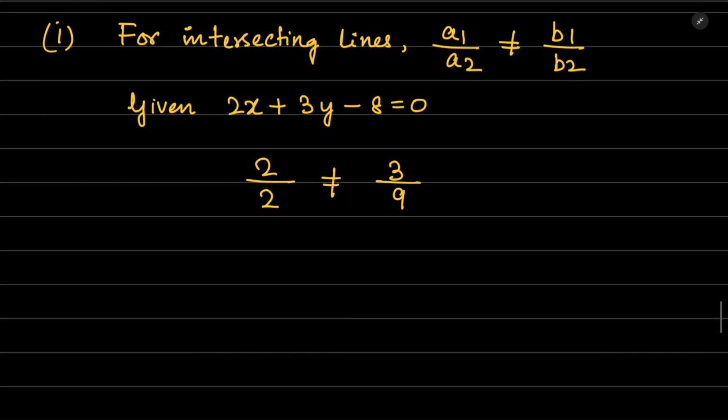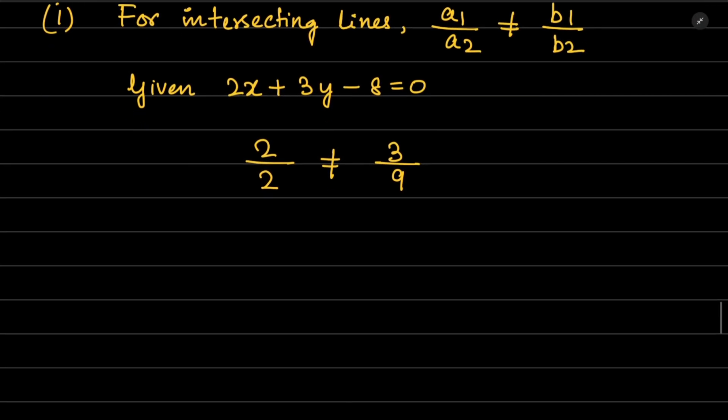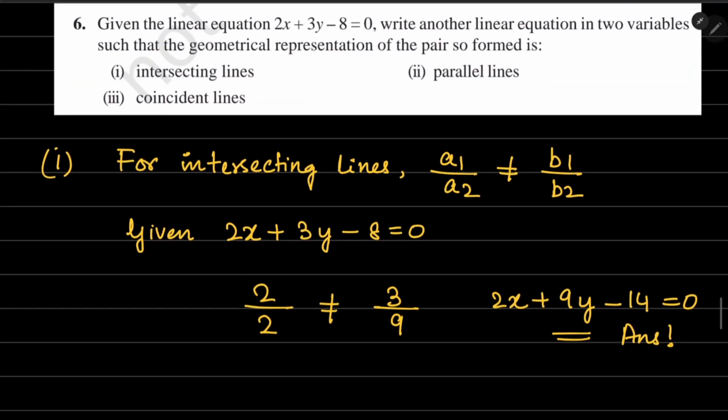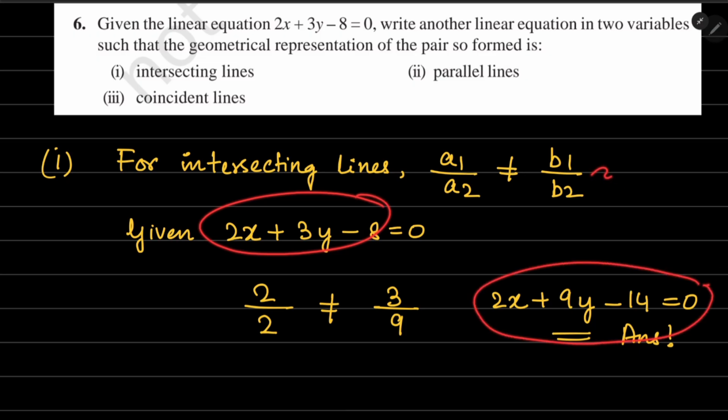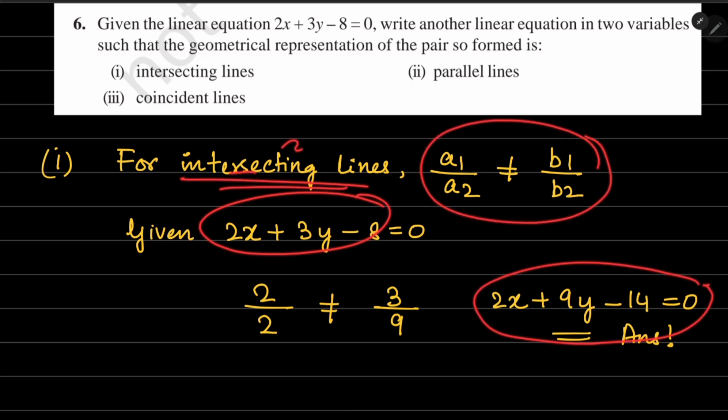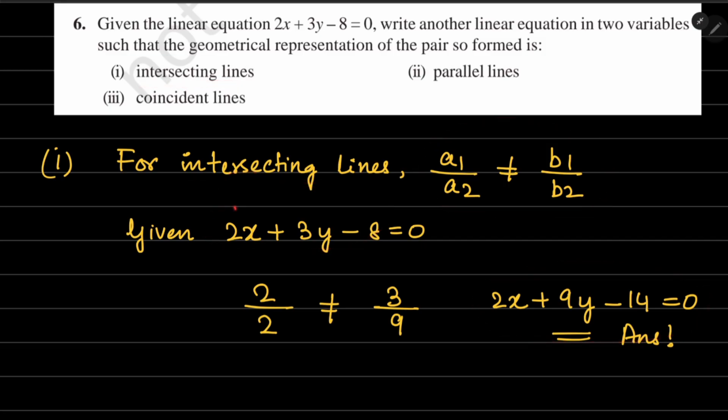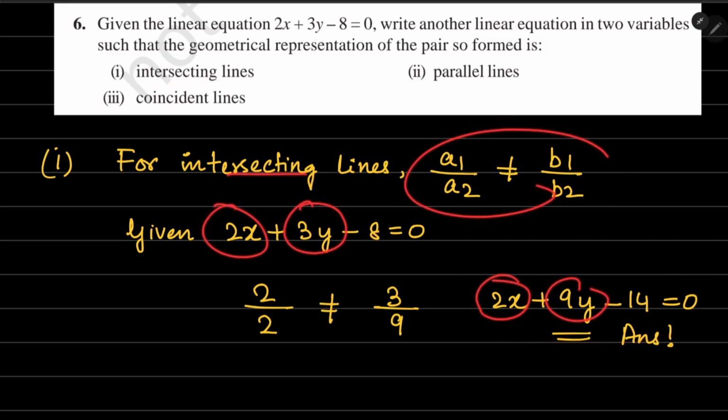You have to write another linear equation. So what can it be? 2x plus 9y minus 14. Any number you can write equal to 0 can be your another linear equation such that the representation as a pair, with respect to the given equation, you are also forming a new equation which satisfies the condition for intersecting lines. So here also, a1 by a2 will not be equal to b1 by b2. Therefore, it is intersecting.